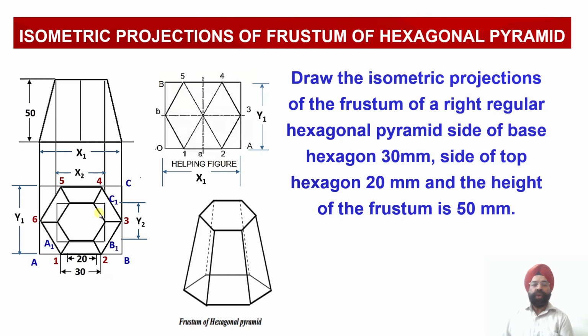So first of all, we are going to draw two rectangles: the outermost rectangle corresponding to the base and the smaller rectangle corresponding to the top surface of this frustum. Using the rectilinear distances, we will be able to identify and locate all the 6 points of the base hexagon, and similarly all the 6 points of the top face of the frustum, onto the isometric projections.